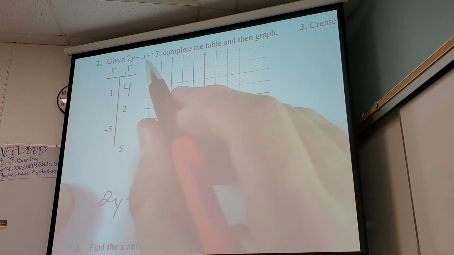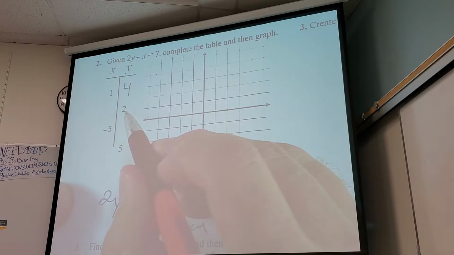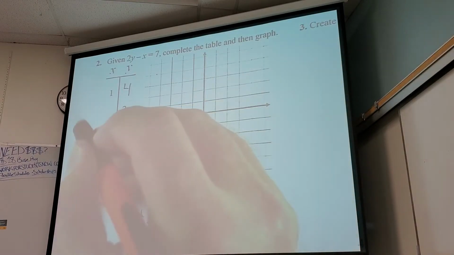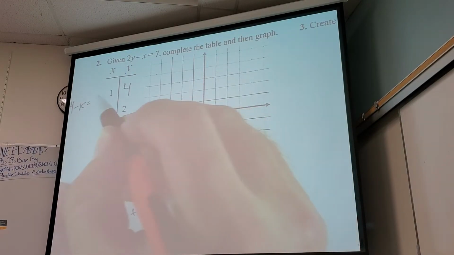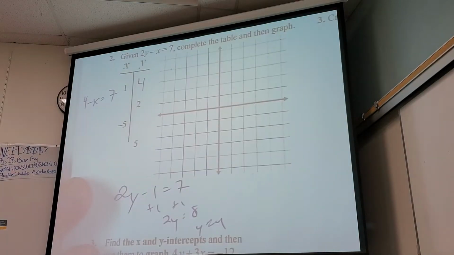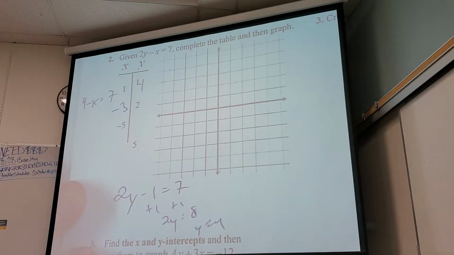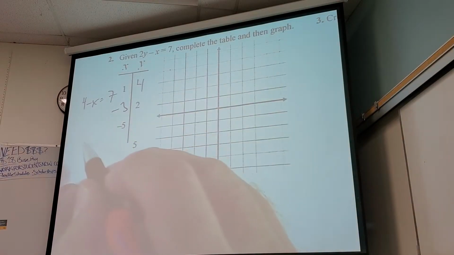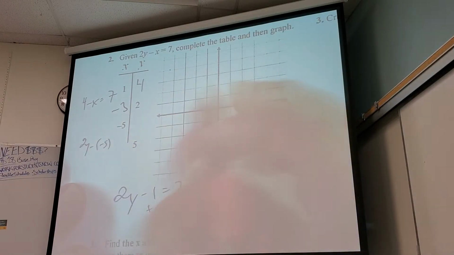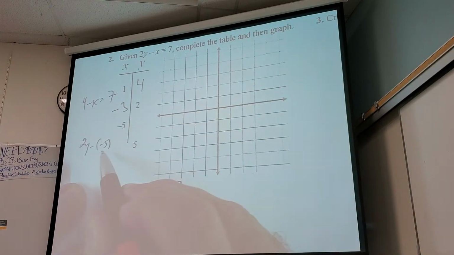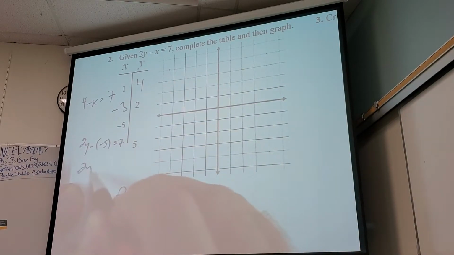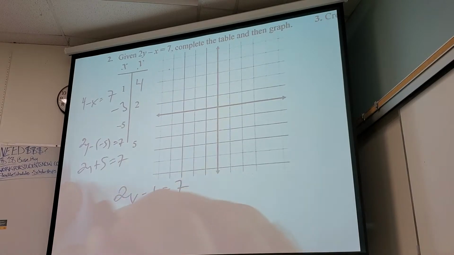If I put a 2 in for y, then I get 4 minus x equals 7. So x is -3. Put a -5 in for x, what happens there? So it's 2y minus -5, so 2y plus 5. Subtract 5, I get 2. Divide by 2, I get 1.